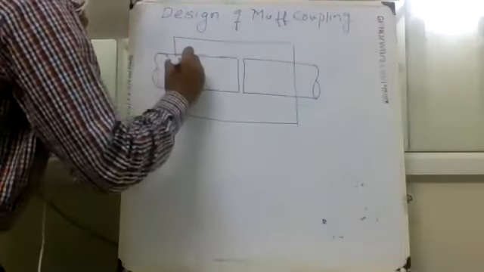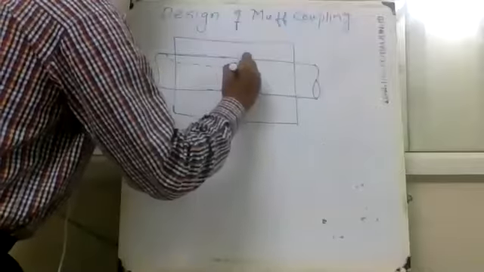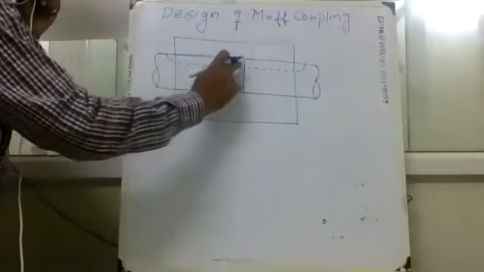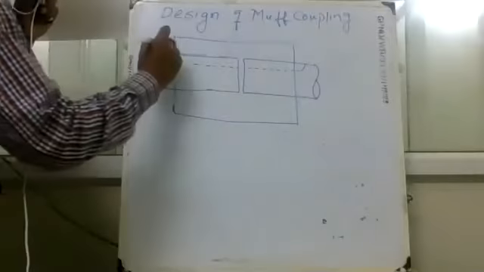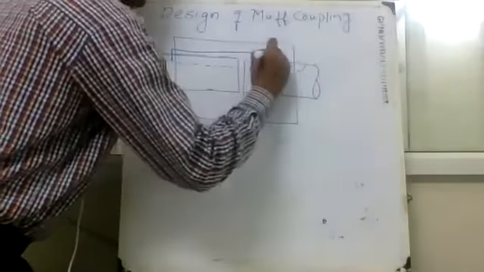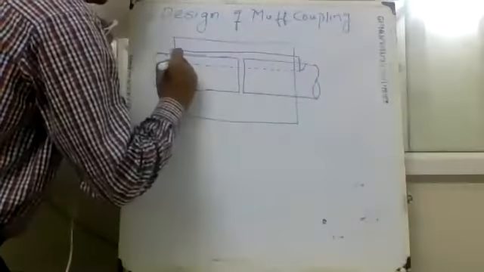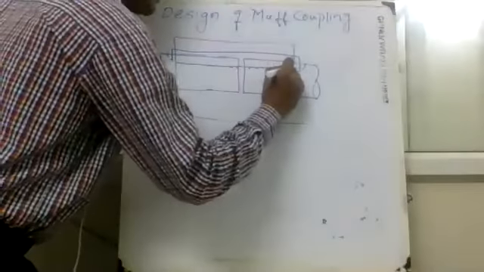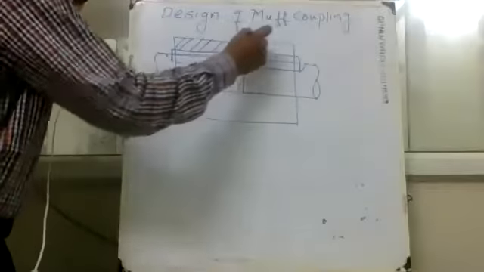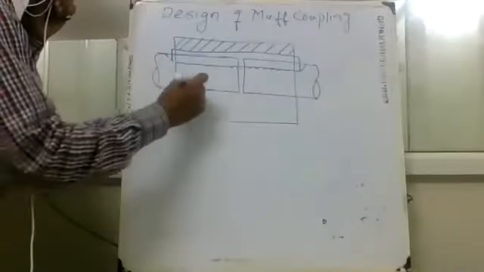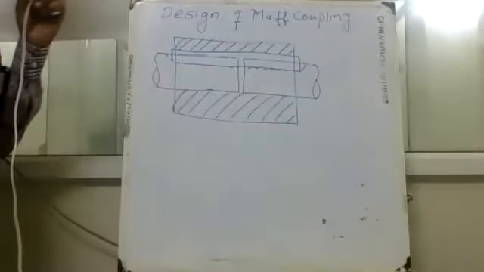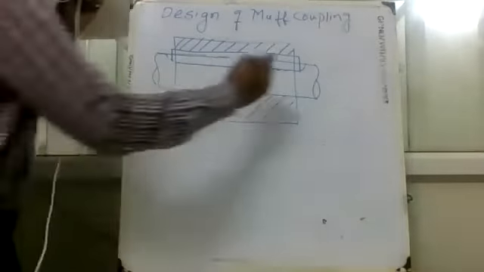I am repeating here because there is some problem with the sound. So here is the slot which is provided for the key, and in between that the key is inserted. So this is the key which is inserted here. Now if you look at the sectional view, because the key is shown directly, this is the sectional view. We are interested in the different dimensions. So this is our muff coupling.